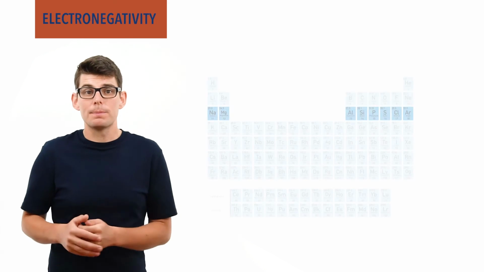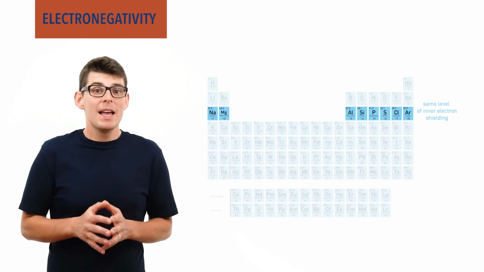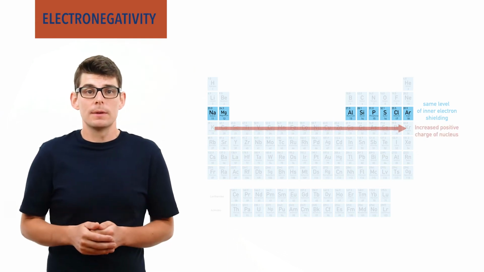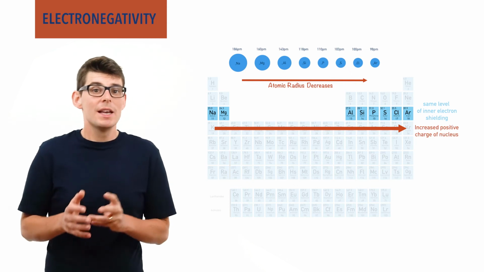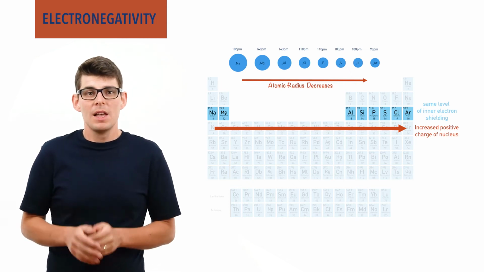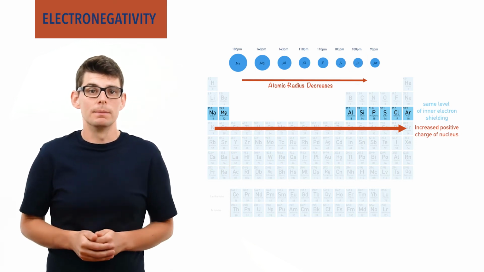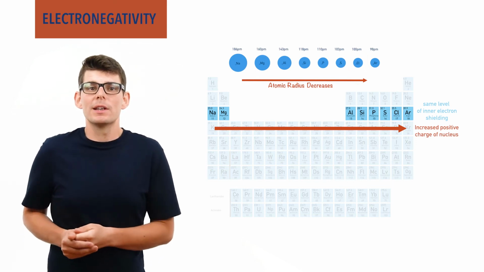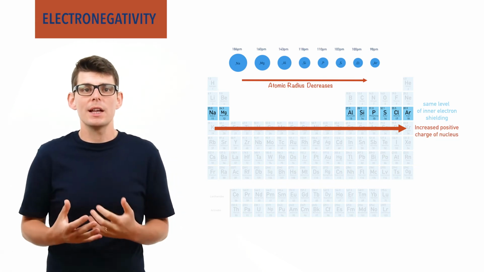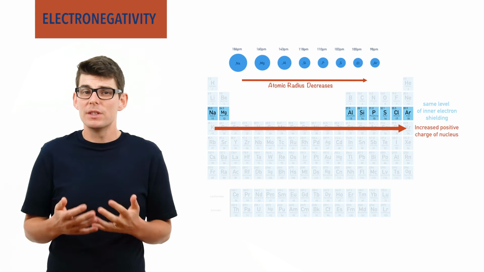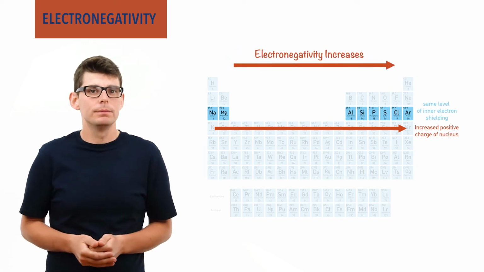As you move across a period, the amount of inner electron shielding remains the same for each atom, and yet the nuclear charge increases, meaning a smaller atomic radius due to increased attraction between the nucleus and outer electrons. This means it is easier to attract new electrons towards the atom. If these atoms are covalently bonded to another atom, they are able to pull the bonding electrons slightly towards themselves. This is why electronegativity increases across a period.